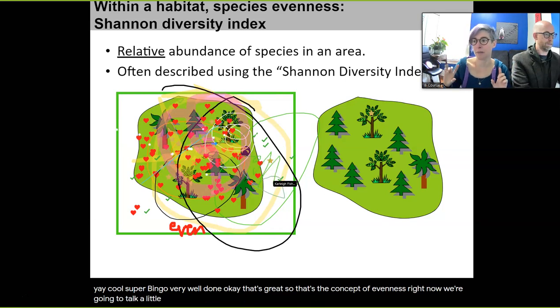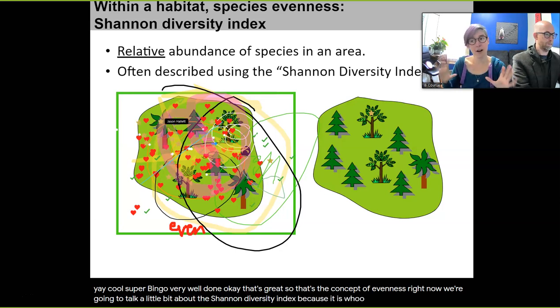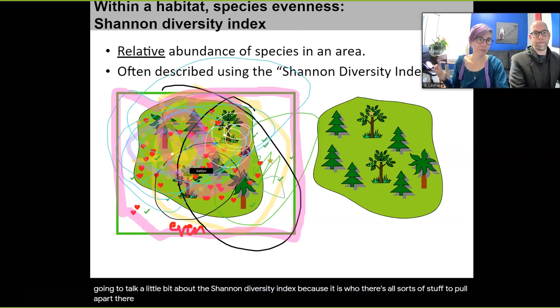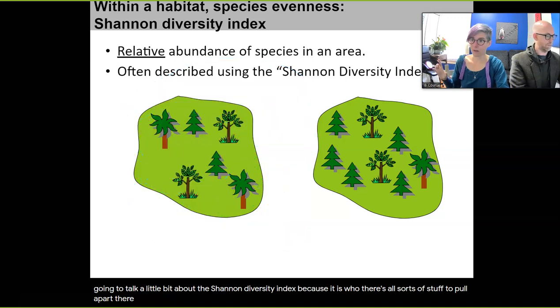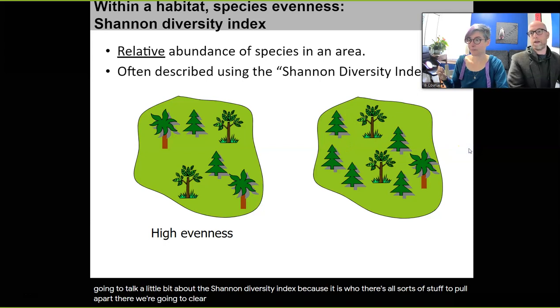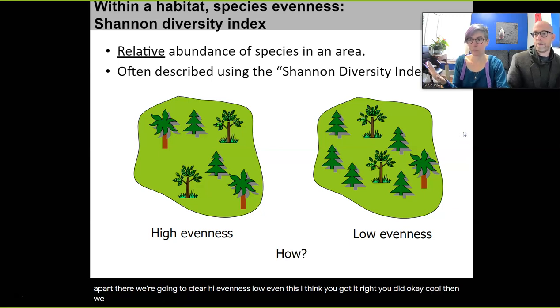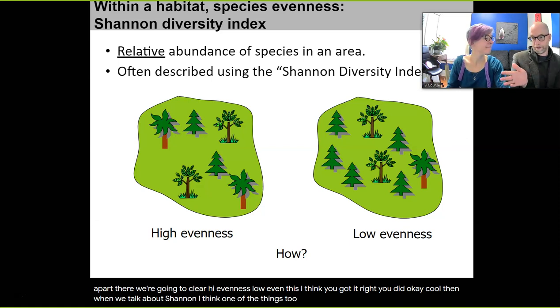Now we're going to talk a little bit about the Shannon Diversity Index, because there's all sorts of stuff to pull apart there. So we're going to clear. High evenness, low evenness. I think you got it, right? You did. Okay, cool.